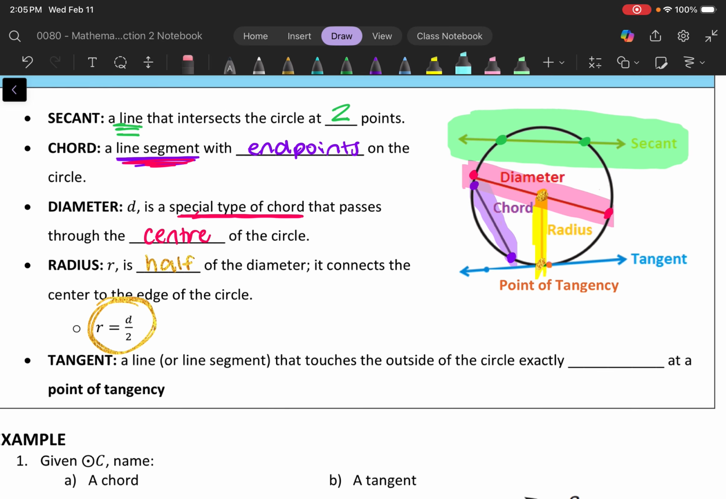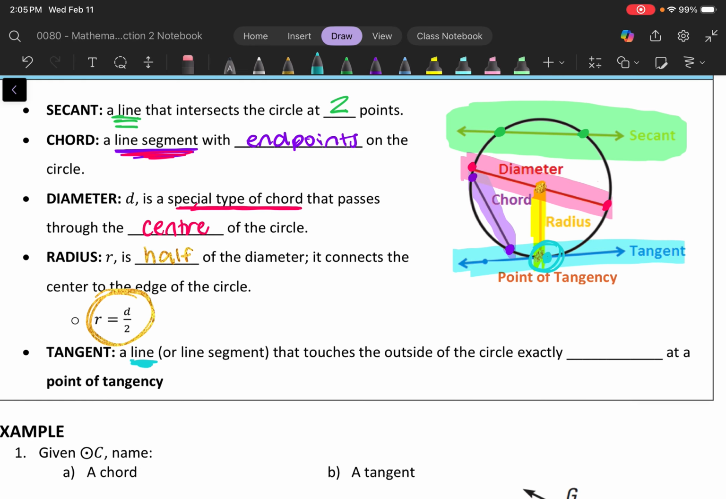Okay, next we have a tangent. Now the tangent is what I have in blue here. Again, I'm noticing it has arrows. If I'm looking at the picture, it has arrowheads, which means it could be a line. Okay. And I'm noticing it touches the circle, but it only looks like it touches once. Because if it touched twice, it would be a secant. But it's not touching twice, it's only touching once. So that's pretty cool. Now, when I look at the definition, it says it's a line, but a tangent can also be a line segment. It's got options there. That it touches the outside of the circle exactly once.